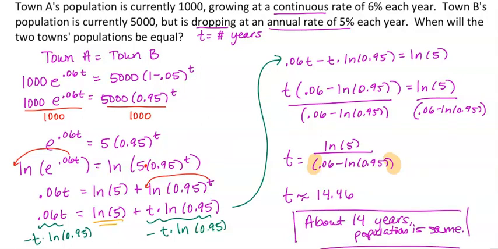So this is an example of an exponential equation, but one where we have two separate expressions that have the variable in the exponent. Here we need our properties of logs to allow us to solve.